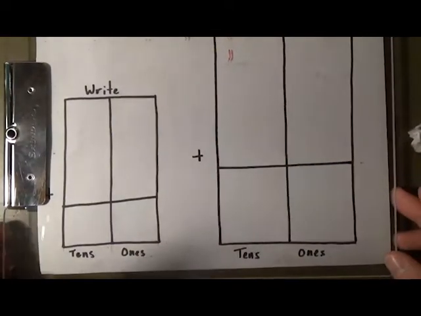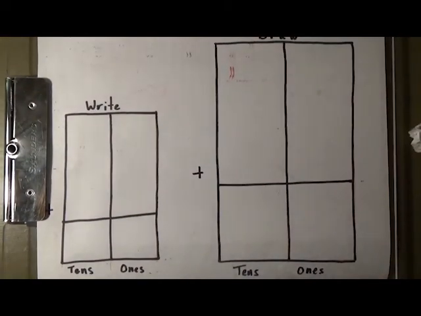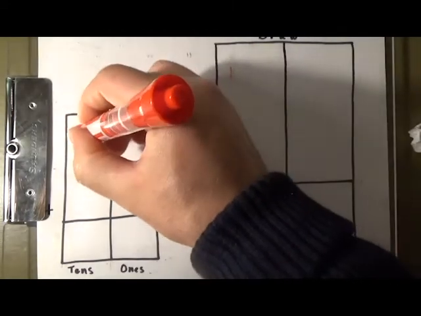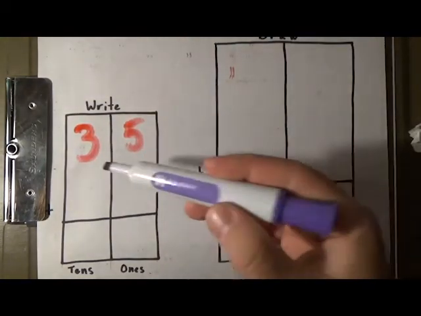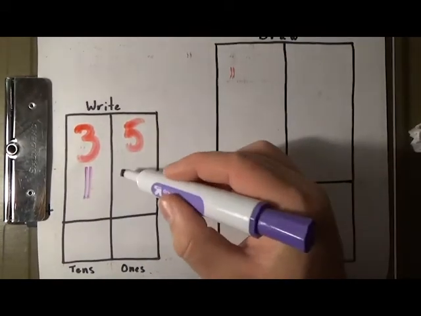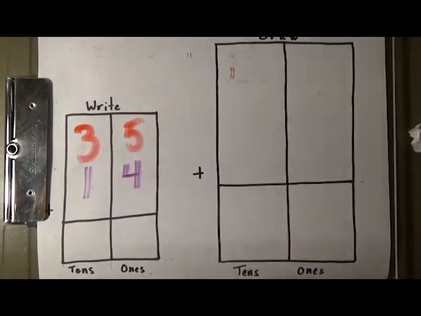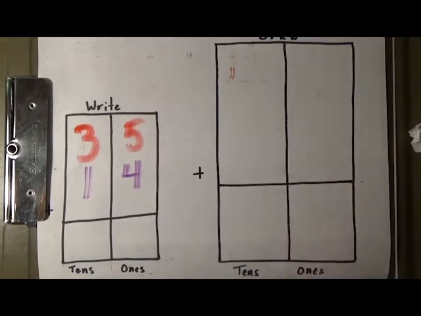All right. Our next problem asks us 35, 3 tens, 5 ones, plus 14, 1 ten, 4 ones. So 5 plus 4 and 3 plus 1. Let's look at that over here.